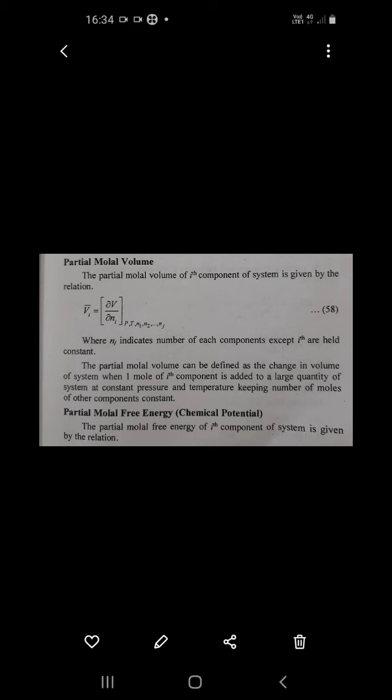Hello friends, in yesterday's video lecture we saw partial molar properties for an open system. Now today we want to understand partial molar volume.